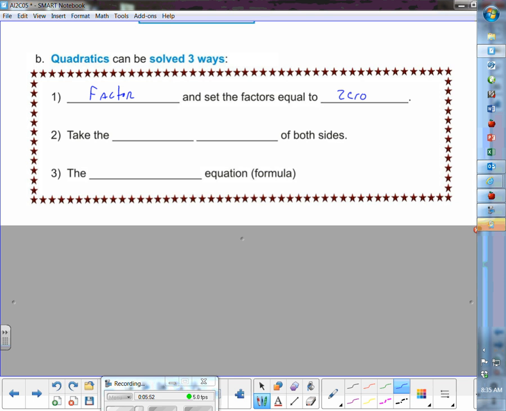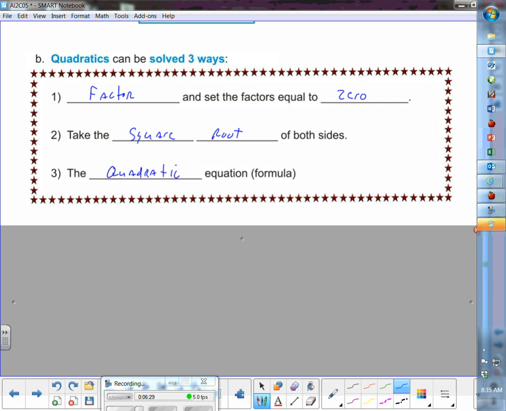But again, when I'm cycling through my mind the choices of how I'm going to solve a quadratic, I think factor is one thought. Second is take the square root of both sides. And again, when I'm thinking, I'm going to just think, all right, take the square root. And then third is the quadratic equation. It's a formula. So again, this is something you should memorize.